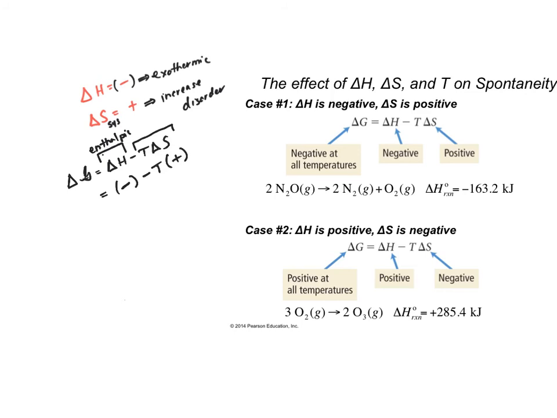All right, so we have a negative. When we multiply this negative into this positive, what does that become overall? Negative, right? So a negative plus a negative is going to give us a what? Negative, okay? So when we have an exothermic reaction coupled with a positive delta S, this reaction will always be spontaneous. It does not depend on the temperature.